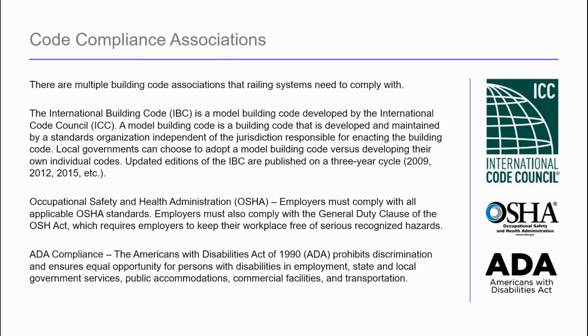Let's talk again about some of the governing bodies that enforce code compliance. We've talked about IBC a lot here. Everybody's familiar with that. You also have OSHA and ADA. Those are critical to ensure your railing is compliant. You have to check OSHA and ADA requirements. Also, in doing so, you should check with your local building official. They might have more stringent requirements based on their jurisdiction.